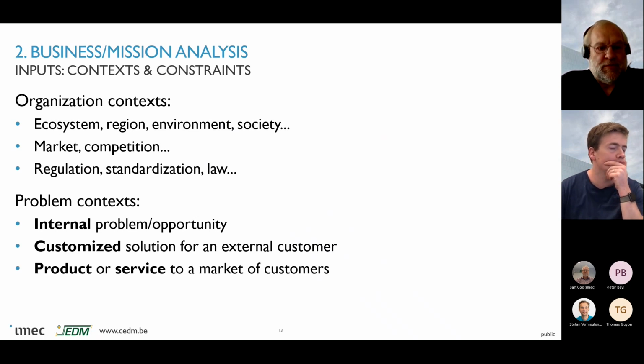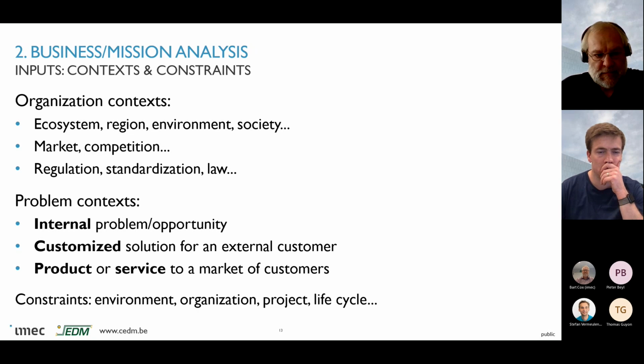And then, of course, we have the products or services that go to a market of customers where we do not know from the beginning who will exactly be the customer. So this gives another way of addressing the needs of potential customers and users. And then there are all kinds of constraints we have to take into account, which come from the environment, the organization itself, the project limits we have, and certain life cycle concepts, and it can be many more.